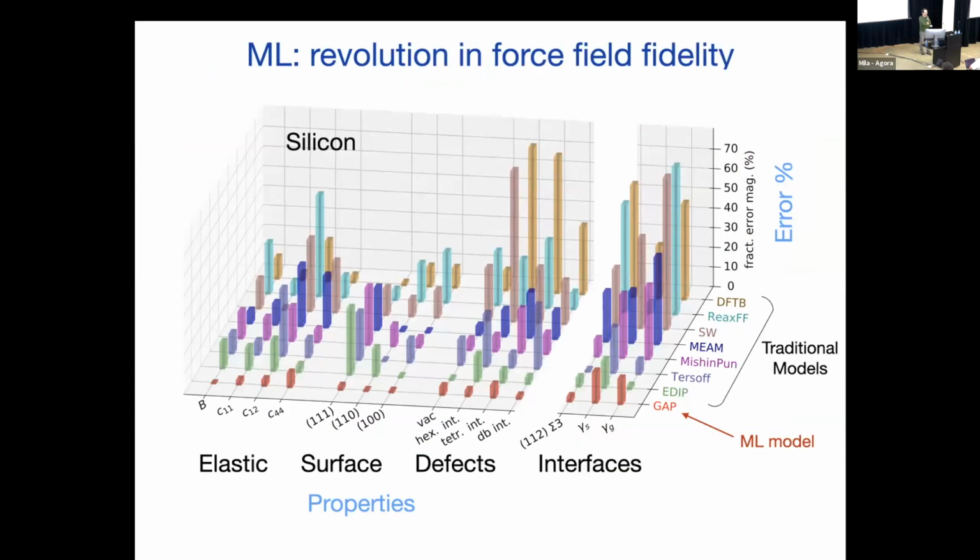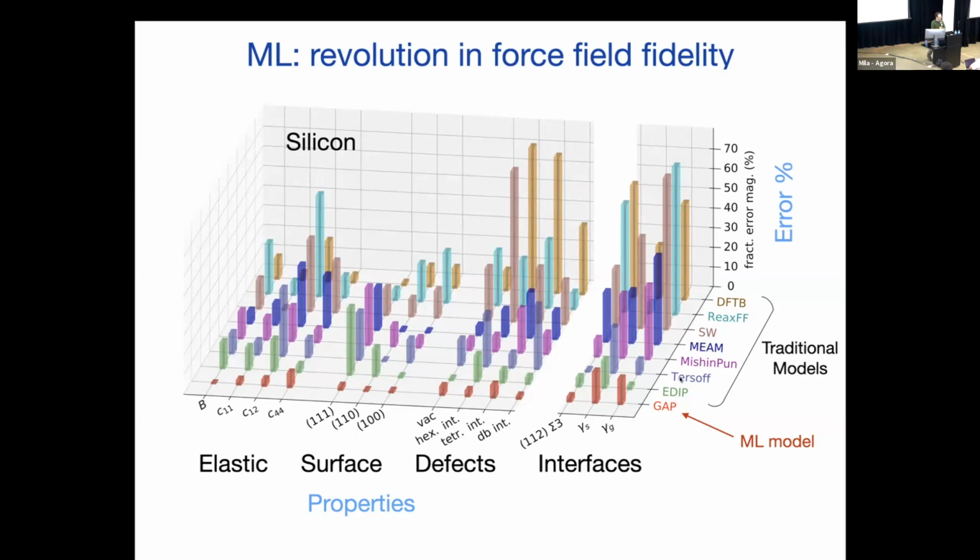So my background is materials rather than molecules, so I'll start with this. And here's the favorite material of all material modelers, silicon. And I'm showing you percentage errors with respect to a very good quantum mechanical target baseline of all the traditional models. And each bar is a different property. So there are elastic properties, surface properties, defect properties, point defect properties of this material, and interface properties. And you can see that errors are tens of percents with respect to the quantum target, and many of them in this magnitude are kind of useless for predictive modeling.